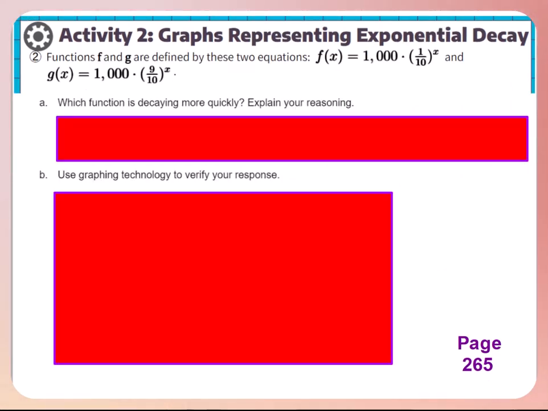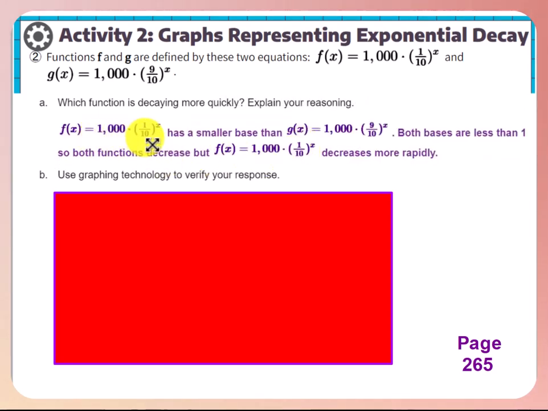Now turn to page 265. We have functions f and g defined by these two equations. F of x equals 1,000 times 1/10 to the x, and g of x equals 1,000 times 9/10 to the x. Which function decays more quickly? Do you remember what we just saw? Is it the smaller fraction that drops quickest, or the larger fraction that drops quickest? So turn back if you need to look, pause the video, and then complete your answer, and then compare the answer with mine.